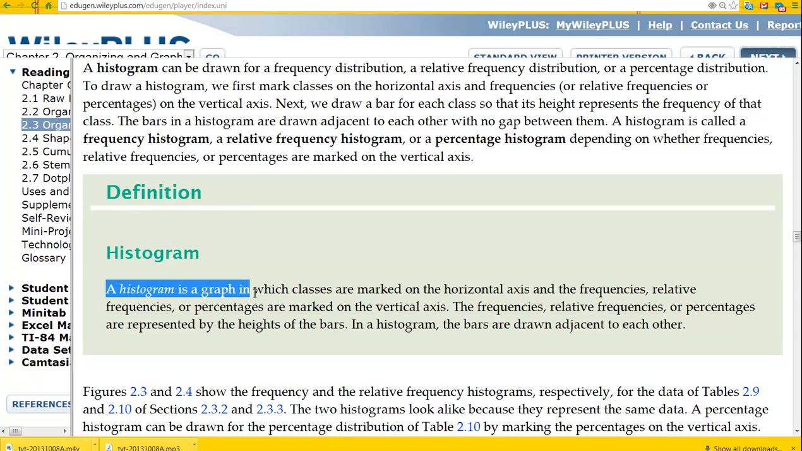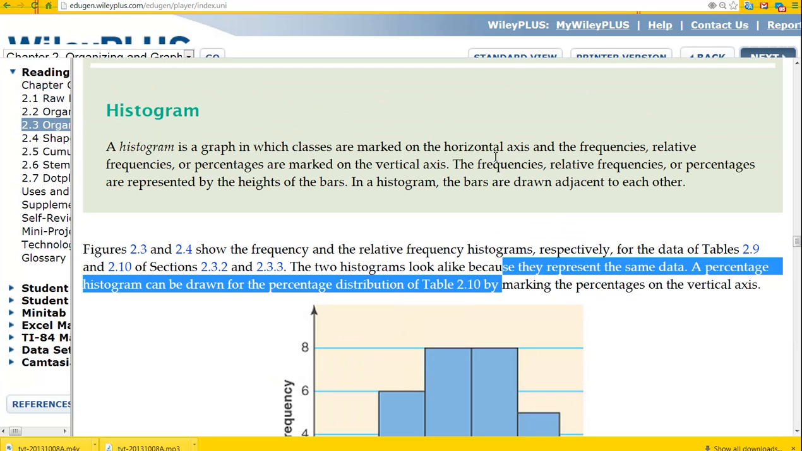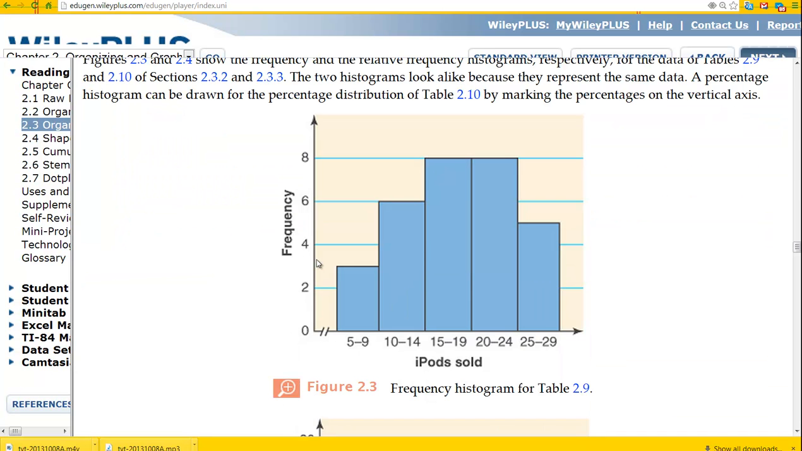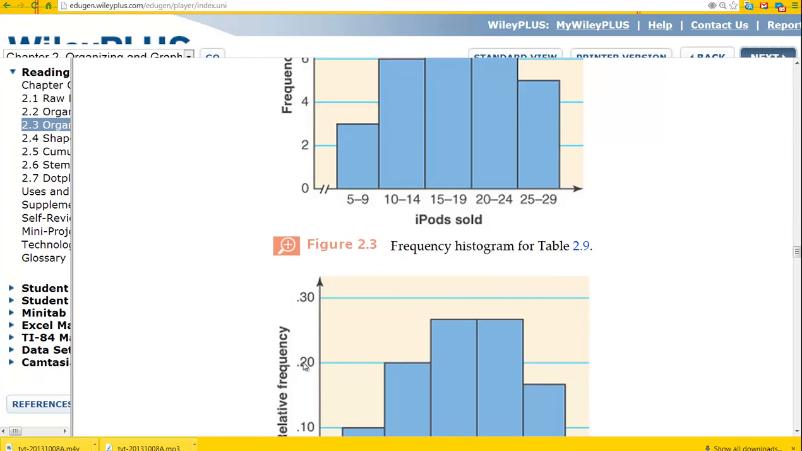A histogram is a graph in which classes are marked on the horizontal axis. So the classes are on this axis, on the x-axis. And the frequencies are marked on the vertical axis here. Frequencies are marked on the vertical axis. But just like before, we could do it with frequency, but we could also do it with relative frequencies.